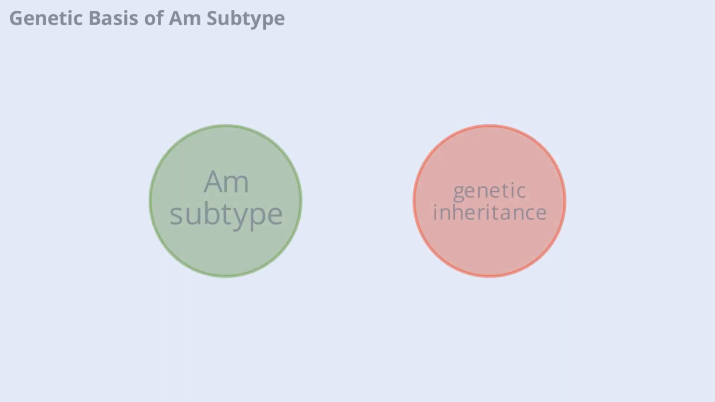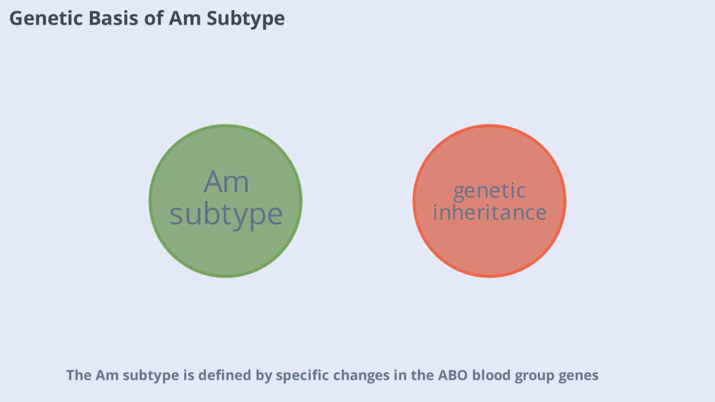The Am subtype is defined by specific changes in the ABO blood group genes. Unlike temporary changes caused by illness, the Am subtype is inherited and persists throughout life. In this family, the presence of the Am01 genotype in multiple members confirmed the genetic nature of the subtype. This distinction is important as it guides both diagnosis and management.